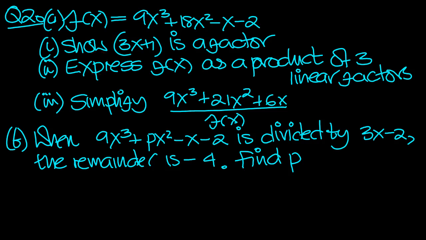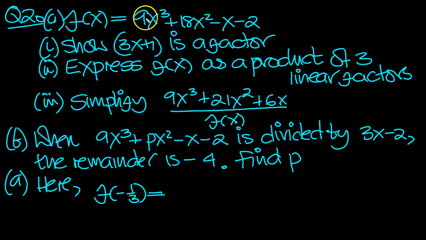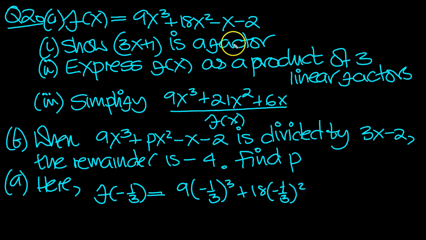So I've written the question in summary form here, so let's have a little look at it then. So we've got this and we want to show this as a factor. To show this as a factor, this is 0 when x is minus a third. So that's what we need to put in by the factor theorem then, f of minus 1/3. So it's 9 lots of x cubed, so minus 1/3 cubed, plus 18 lots of x squared, so that's minus 1/3 squared, minus x, so that's minus the minus 1/3, and then minus 2.